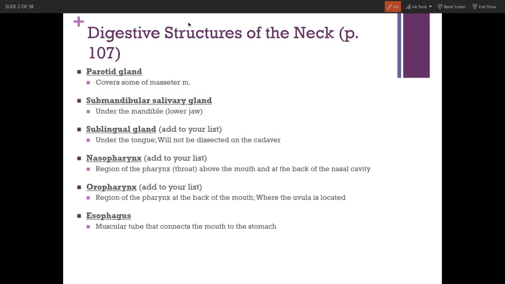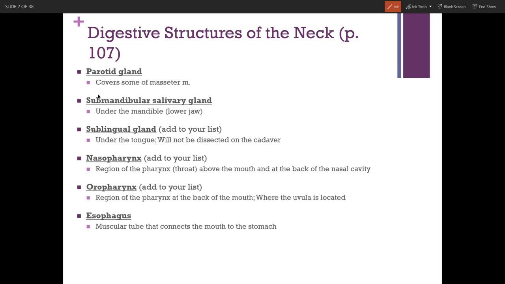Now, first off, we got a couple of glands we need to cover. So first off, we have the parotid gland. Now, the parotid gland is going to sit right on the outside of the masseter muscle, which we learned in the last unit. Now, it's going to be just on the edge of your jaw. It'll be this little gland.